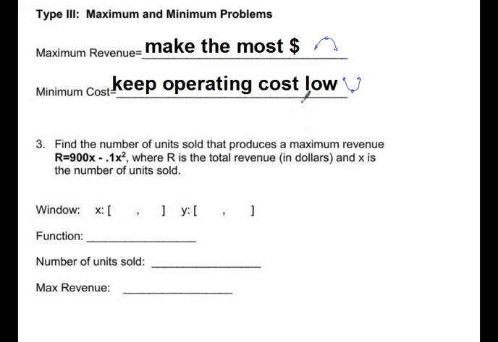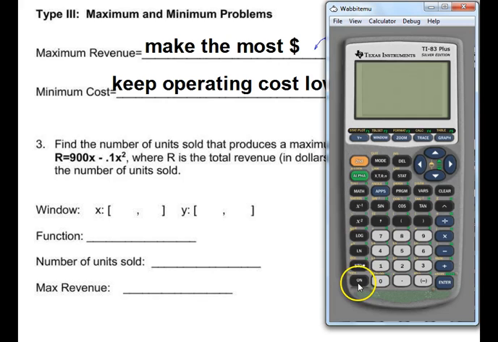All right. The first problem, or third problem, says find the number of units sold that produces a maximum revenue where R = 900x minus 0.1x squared. R is the total revenue in dollars, and x is the number of units or widgets that you have sold. We're going to go through the same process. We have to enter the equation in our calculator, figure out what our window is, and then determine the number of units. So, all right, taking out our calculator, we're going to go ahead and turn it on.